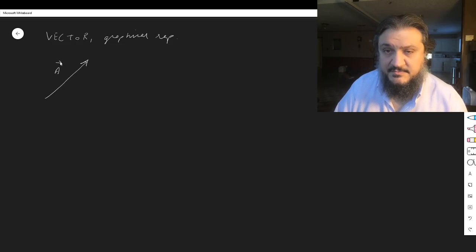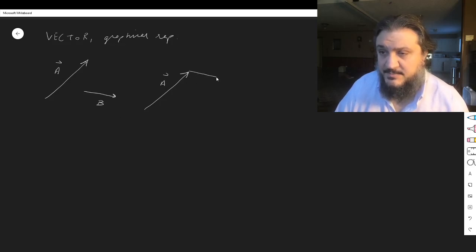So given two vectors A and B, you line them up so that the tail of the second vector is where the tip of the first vector is, and from the tail of the first vector to the tip of the second vector you find your sum, A plus B.